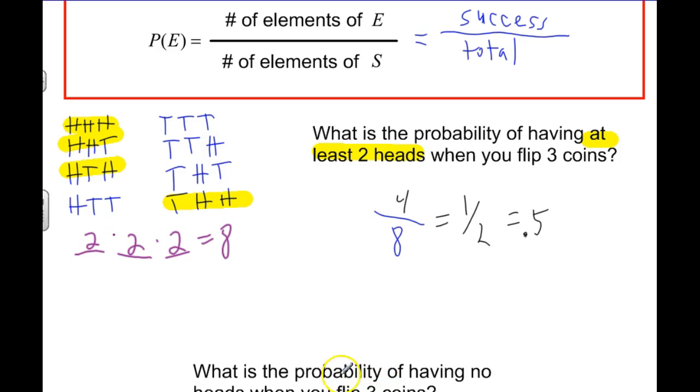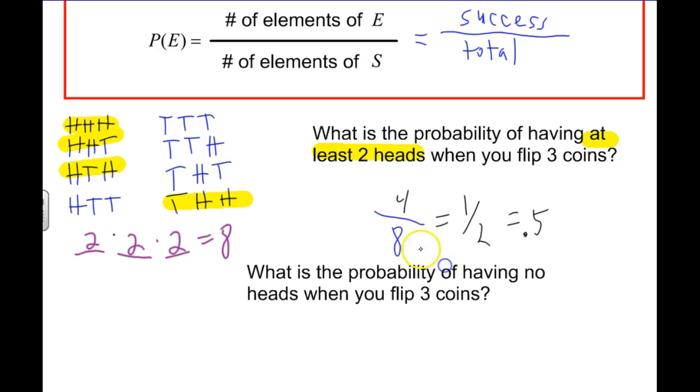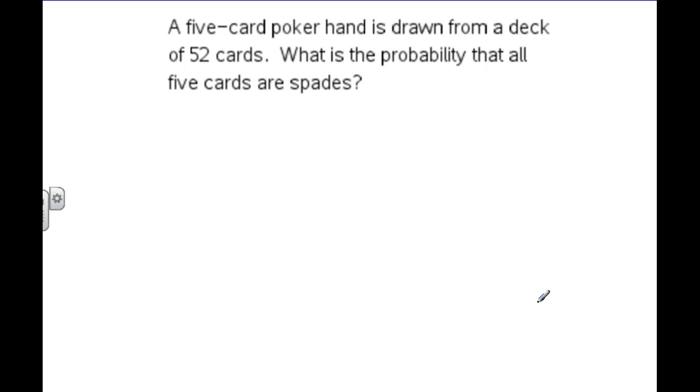There's another question here, very similar. This should be easy since we have the sample space written out. Really helpful to write out the sample space. What's the probability of having no heads when you flip 3 coins? So there's only one case that has no heads, and so that would be 1 out of a total of 8 different cases. So then you type that in your calculator to get the decimal, and you write the decimal there. Again, simplified fraction or decimal is acceptable in this section.